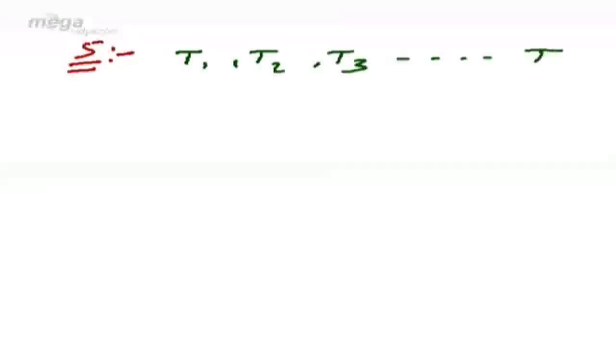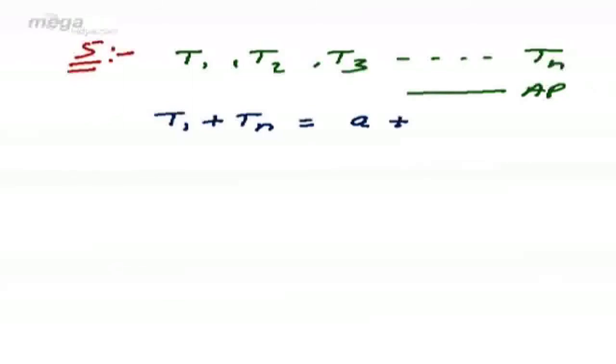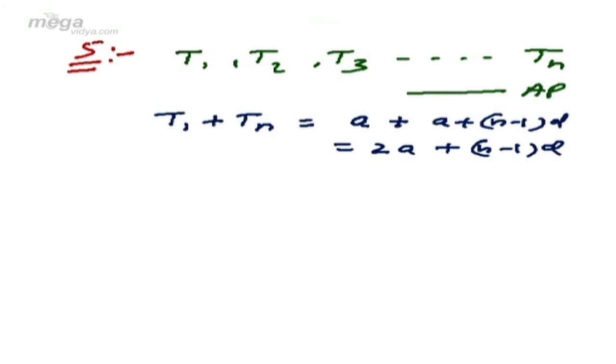Now, property number 5. In property number 5, suppose T1 is the first term, T2 the second term, T3 the third term, and the last term is Tn. These terms are in AP. But if you add T1 plus Tn, suppose T1 is A and Tn, you know already, is A plus n minus 1 into D. It becomes 2A plus n minus 1 into D. That is T1 plus Tn.